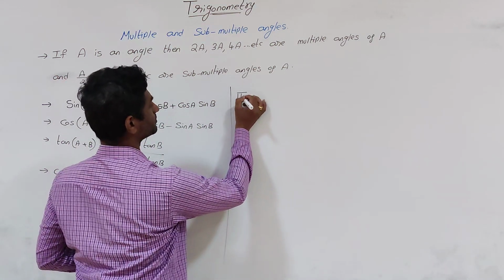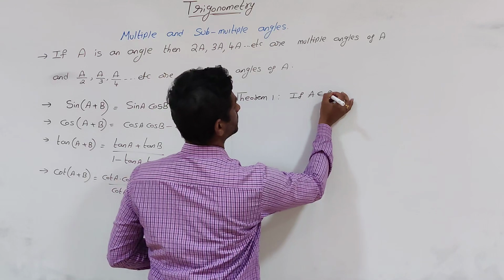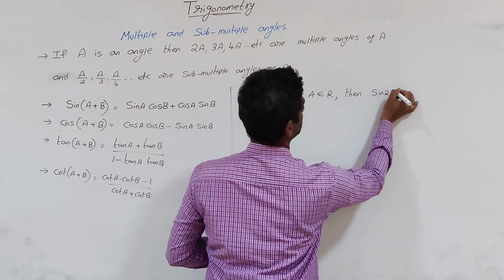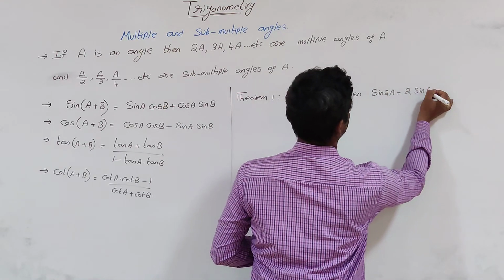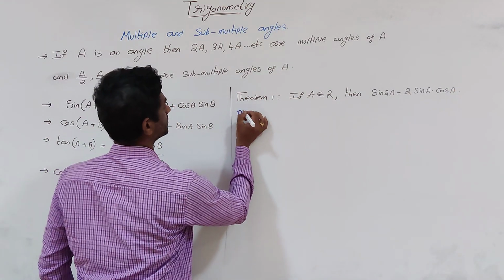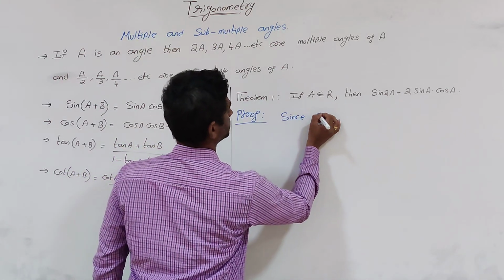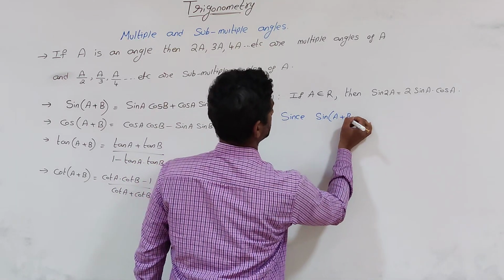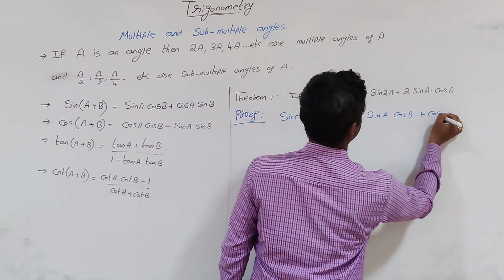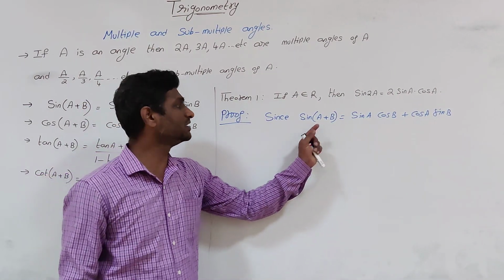So theorem 1. If A belongs to R, means if A is any angle, then sin 2A is 2 sin A cos A. We'll see the proof. Since sin of A plus B is sin A cos B plus cos A sin B. If both A and B are different, then this is the expansion.